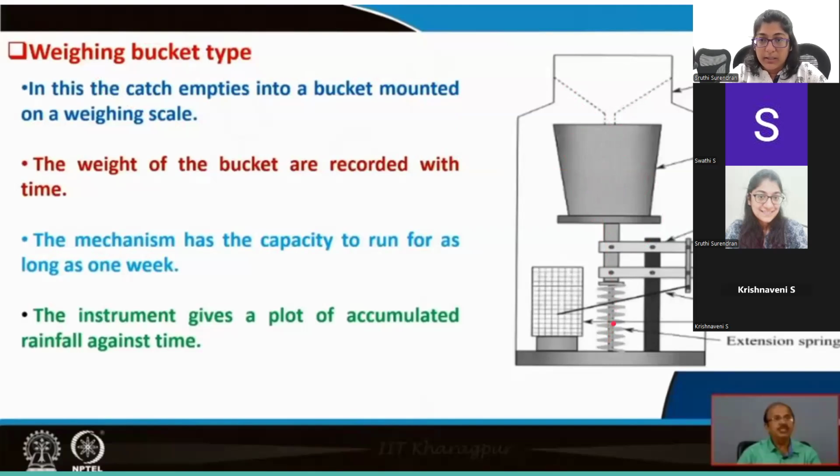It keeps going down, and there is a pen and paper mechanism that is attached to this weight system. As the weight increases, the pen goes up and up, and when it decreases, it goes down and down. That is how the mechanism works. And again, this is also giving an accumulated plot of rainfall versus time. So this is why it is called a weighing bucket type.